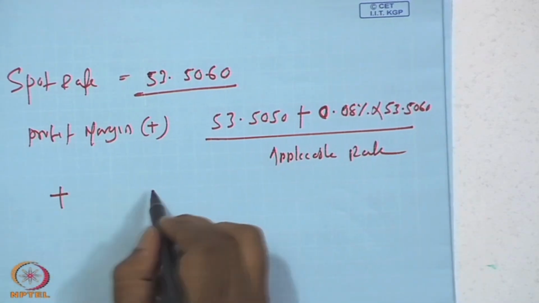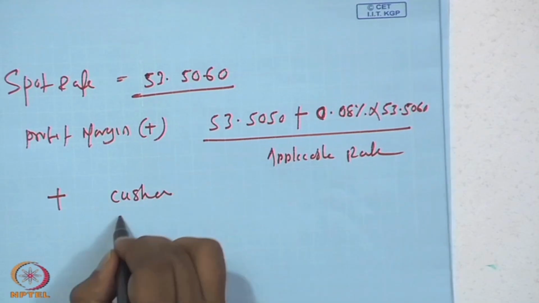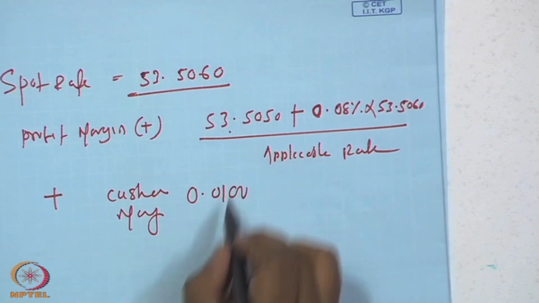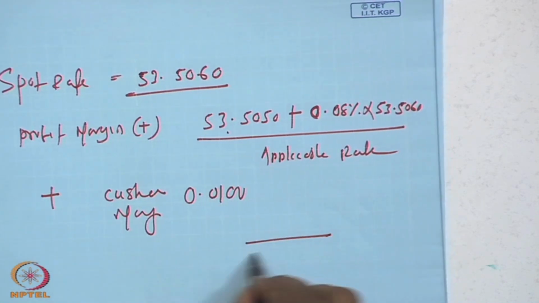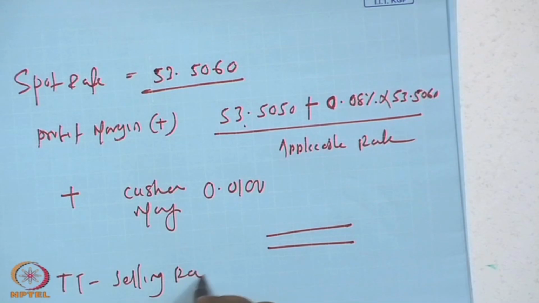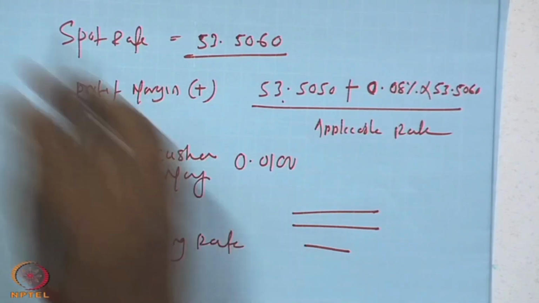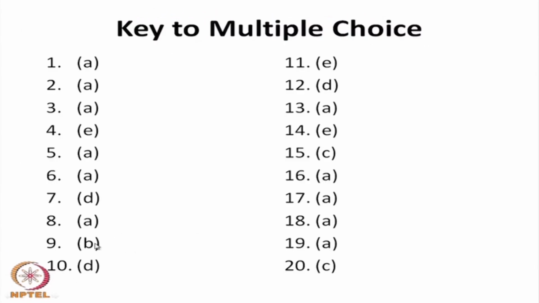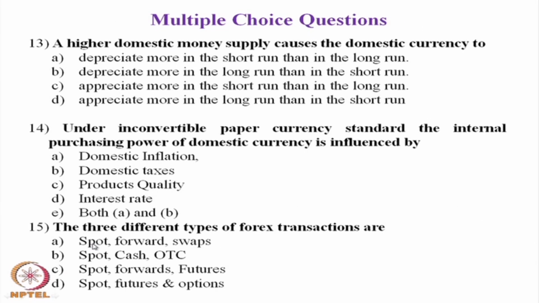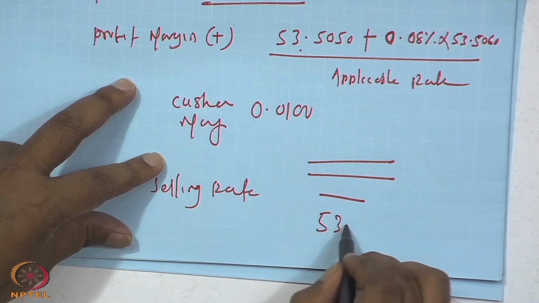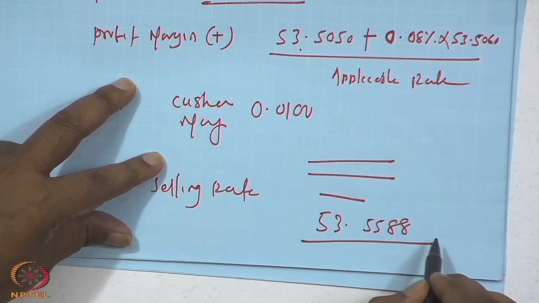Here you also add the cushion margin of 0.010 on this applicable rate, and the final rate will be the TT selling rate. The answer for question number 9 is B, 53.5588. This is the answer for you.